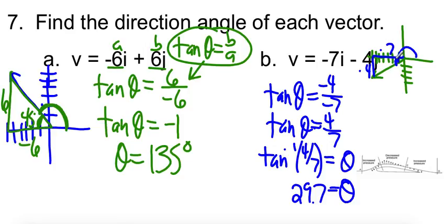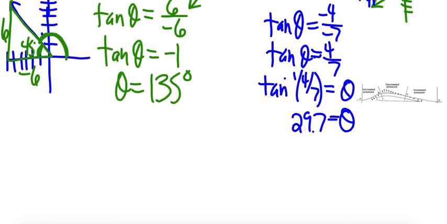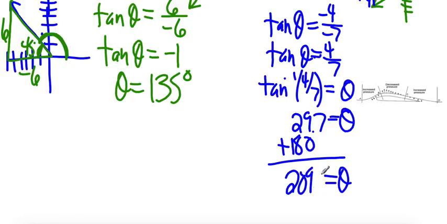So if we want the entire angle, we're going to have to add 180 to that. So you need to draw the picture and think through what it's asking, because the calculator may not tell you the right quadrant for your angle. So we add 180 to this. Our directional angle is actually 209.7 degrees. Okay. We will talk about more applications of this in the next video.